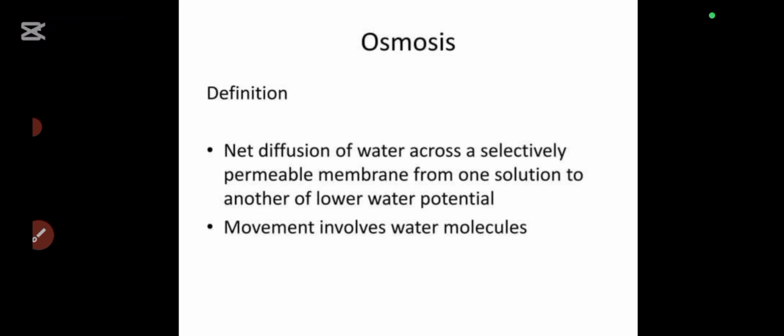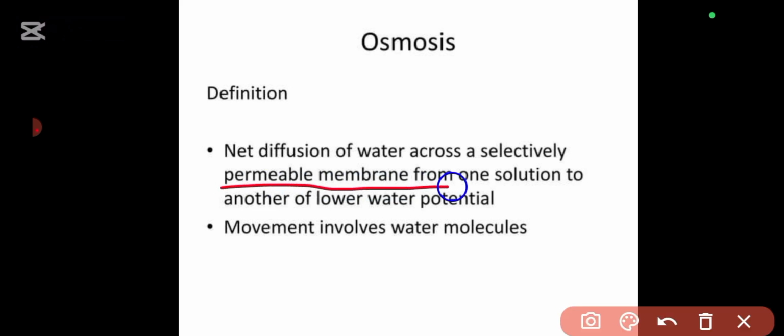So that's why osmosis is a special type of diffusion, wherein only water this time moves across a selectively permeable membrane from where it is more down to where it is low. So, net diffusion of water, as I said, across a selectively permeable membrane from one solution to another of lower water potential.